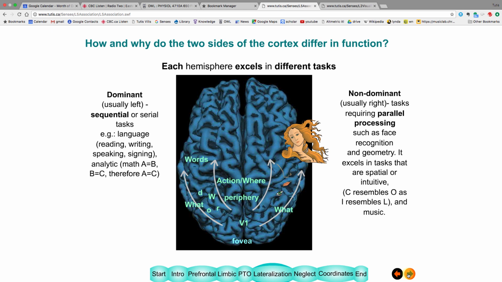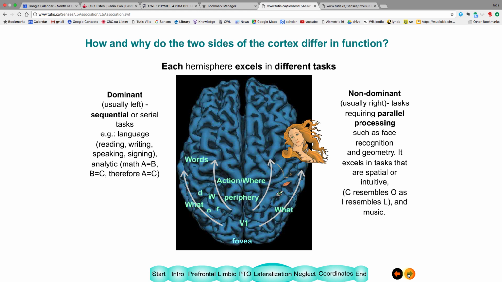The non-dominant side, usually the right, is more involved in parallel tasks. So one good example of a parallel task is your ability to recognize a face. When you look at the face, it's all the features of the face that suddenly are put together to enable you to recognize this face. And the fusiform face area is larger on the right side of most people than it is on the left.